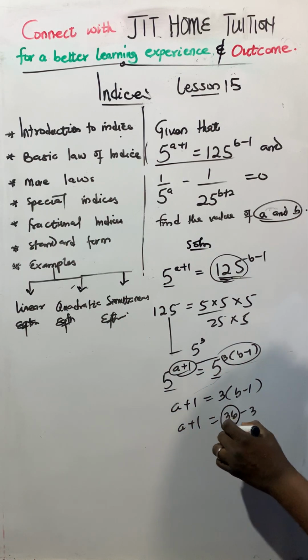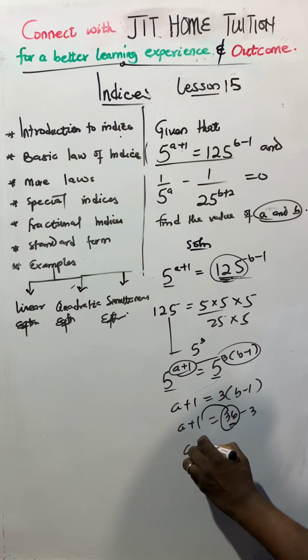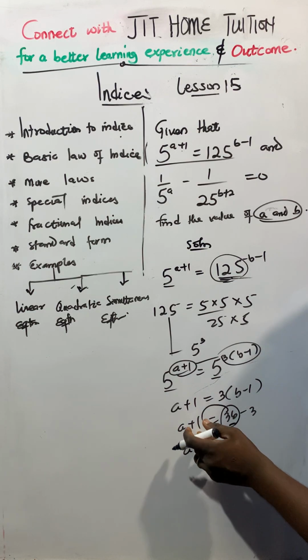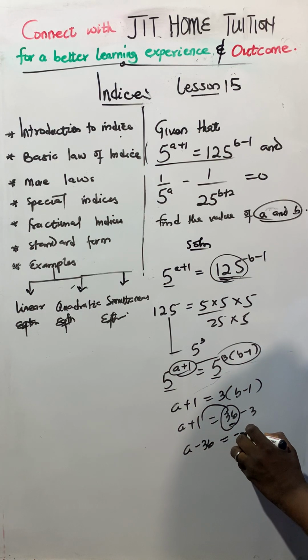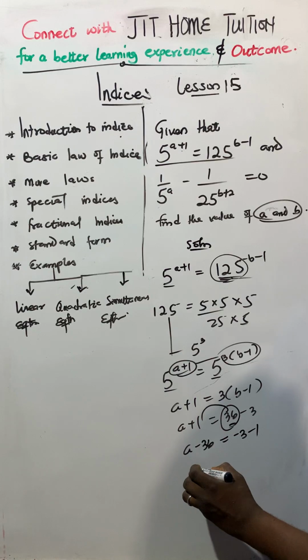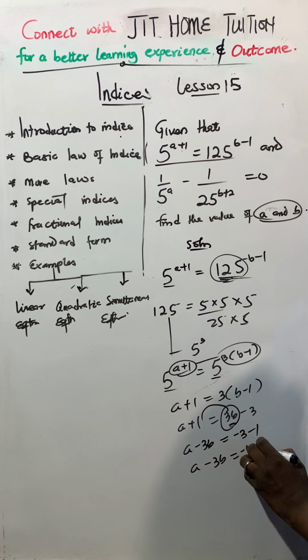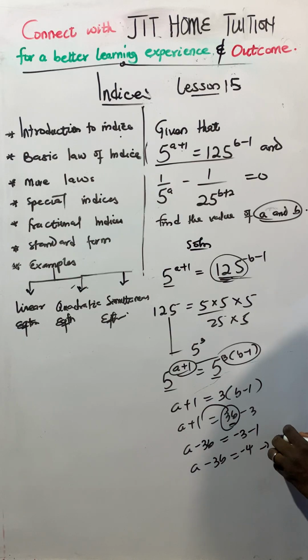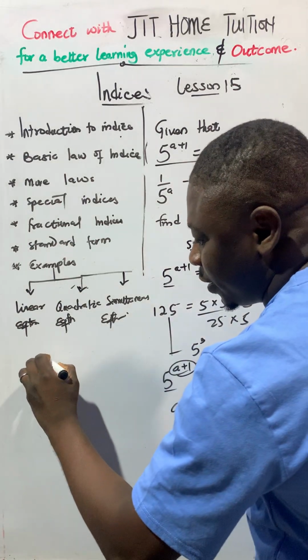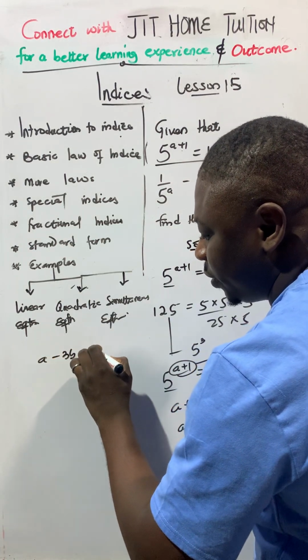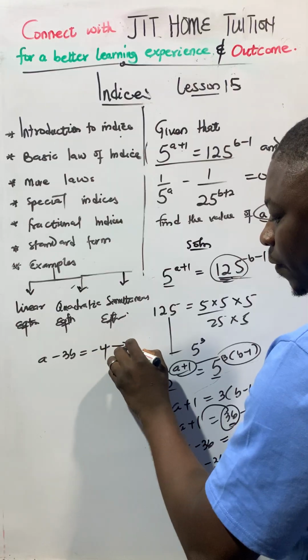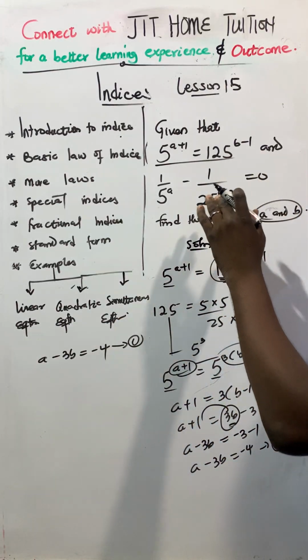So here, what you can do is to move this one, giving you a minus 3b. This one also moves here, giving you negative 3, negative 1. So you have a minus 3b equal to negative 4. So this is equation 1: a minus 3b equal to negative 4. All right. Then you come to this side.